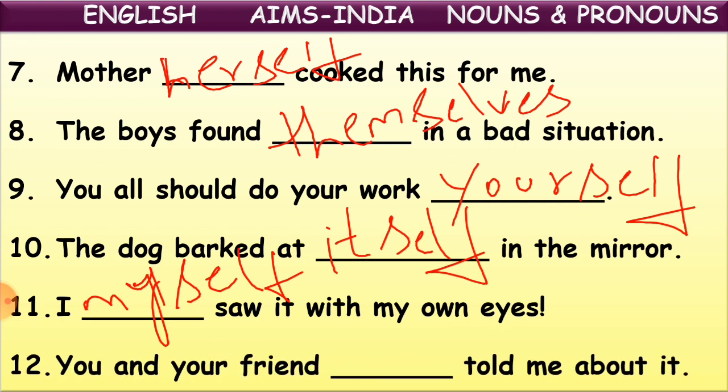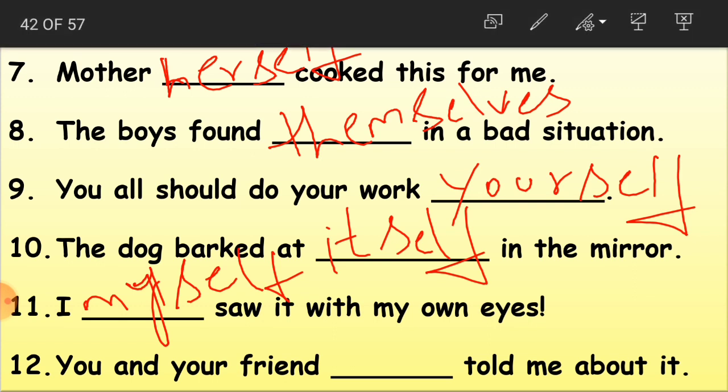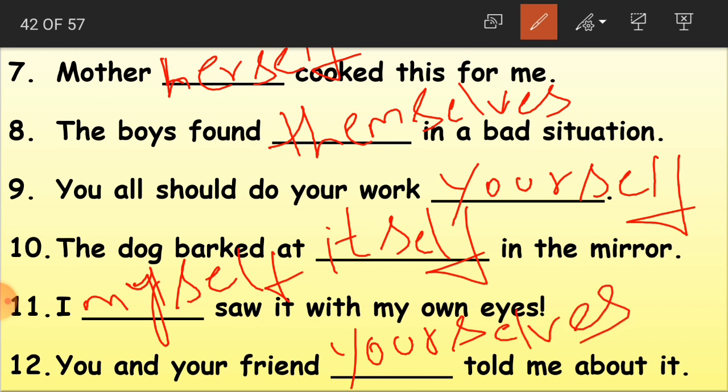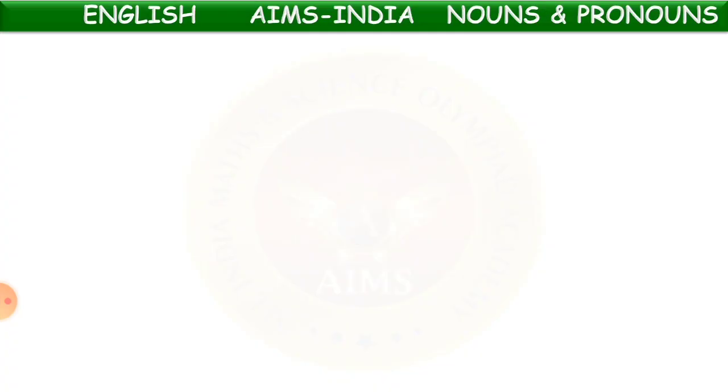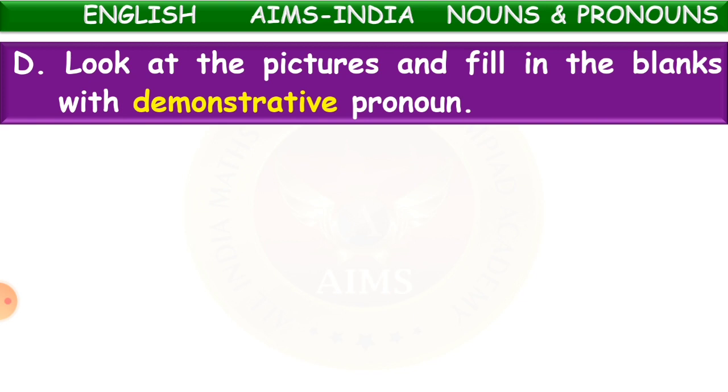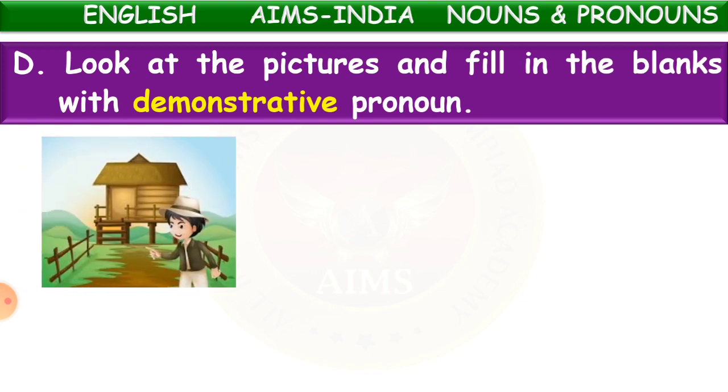You and your friend dash told me about it. You and your friend, so there are two persons here. One is you and your friend, two. So that becomes plural again. So when plural form is there, our reflexive pronoun becomes yourselves. You and your friend yourselves told me about it. Okay, children? Yes.